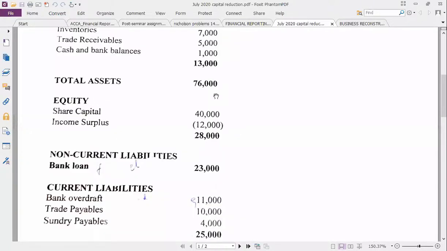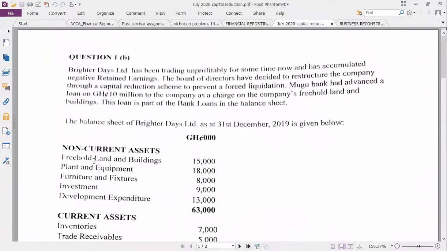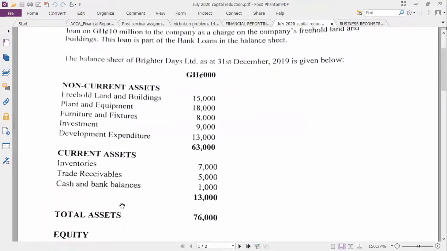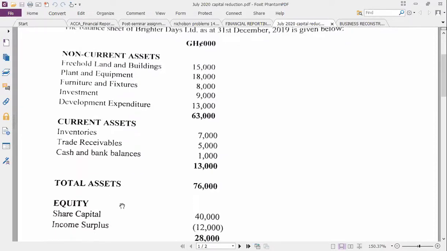The next asset on the list, go to the face. The first asset is freehold land. Second, plant and equipment, furniture and fittings, investment, just their name. Then development expenditure. But because we've read the note before solving, they inform us that development expenditure should not be part. But don't worry. Inventory, receivable, and cash. So these are the items we're going to write. So let's quickly jot them down.